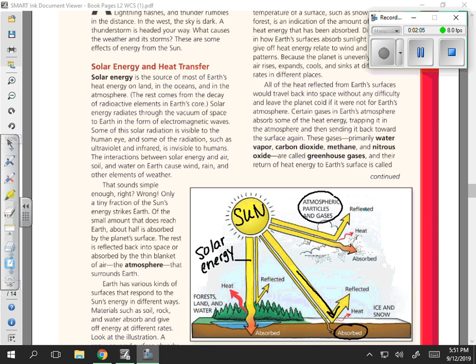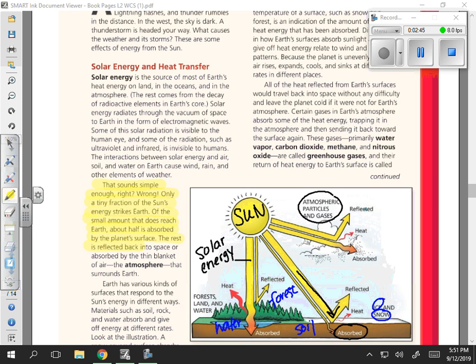The surfaces that we're talking about are going to be ice, snow, soil, forest, water, plus many more. And these surfaces absorb the solar energy differently, which creates our weather on Earth. Sounds simple, right? Wrong. Only a tiny fraction of the sun's energy strikes Earth. Of the small amount that does reach Earth, about half is absorbed by the planet's surface.